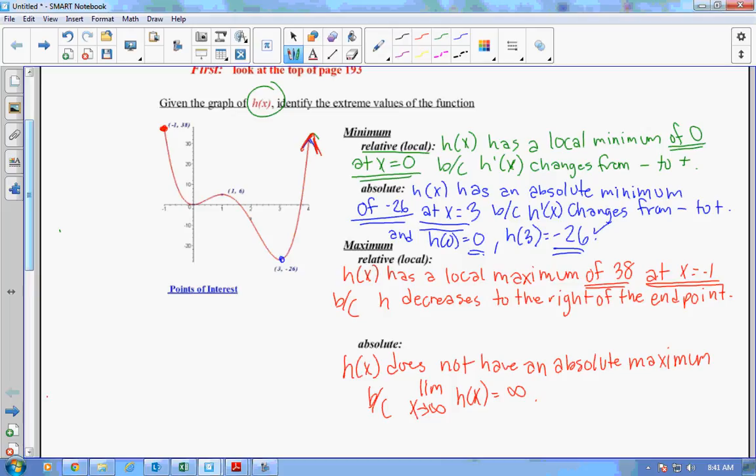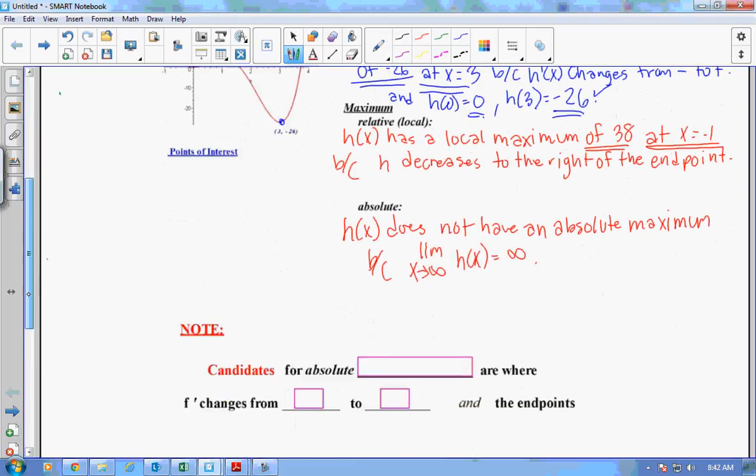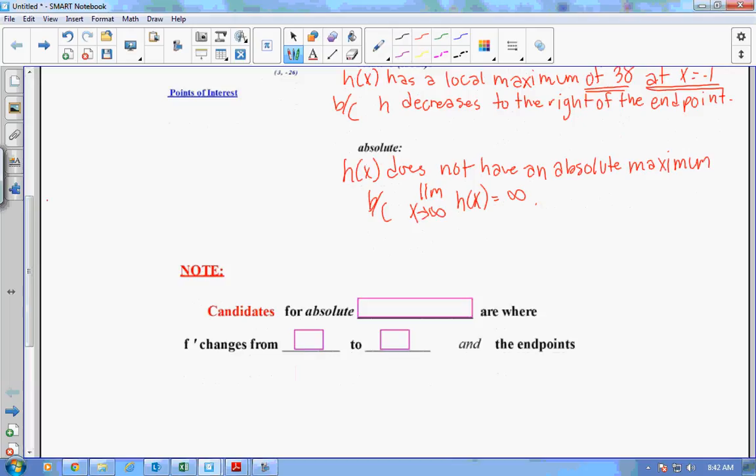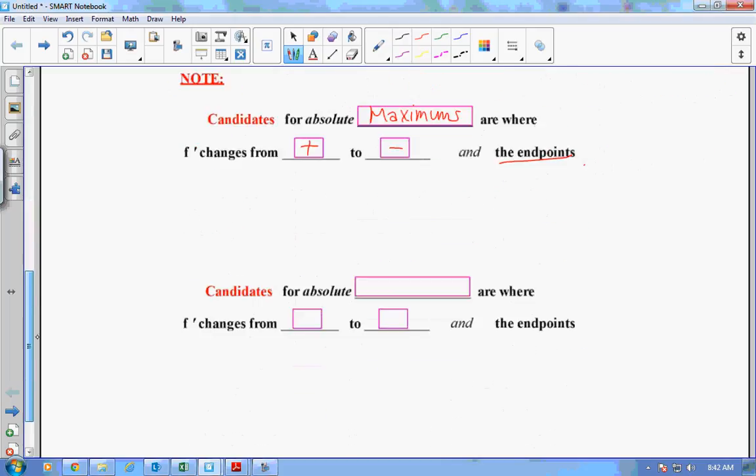So, candidates for absolute maximums, fill in the blank. Absolute maximums are where the f prime changes from, yeah, because you have to be increasing and then decreasing to get a maximum, right? So, positive to negative. And it could be at the endpoints. Keep those endpoints in mind, because sometimes they sneak up on you.